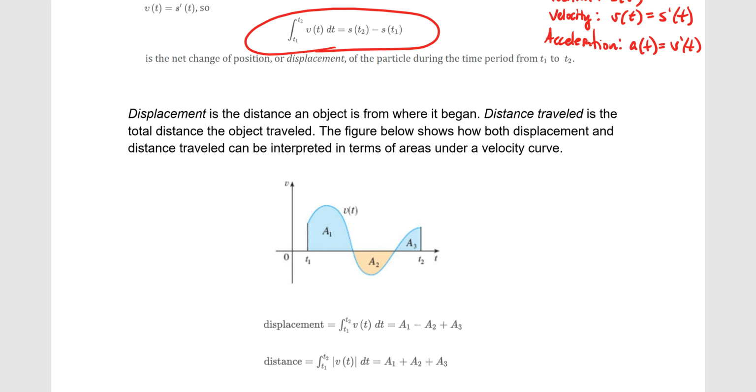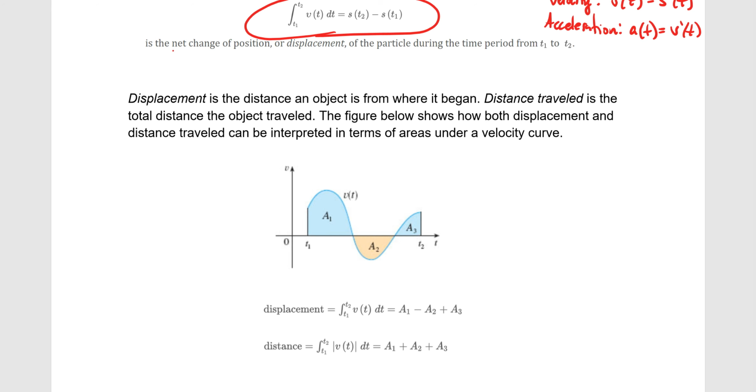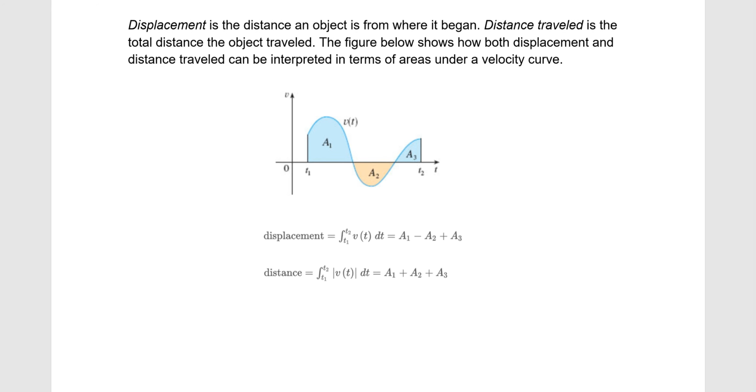So before we do an example, let's talk about the differences in displacement and distance. We just said that displacement is going to be the net change in position. What that means is it's the distance from where the object started to where the object finished. Okay, so how does that change from total distance traveled? Distance traveled is just the total distance that the object traveled over that time period.